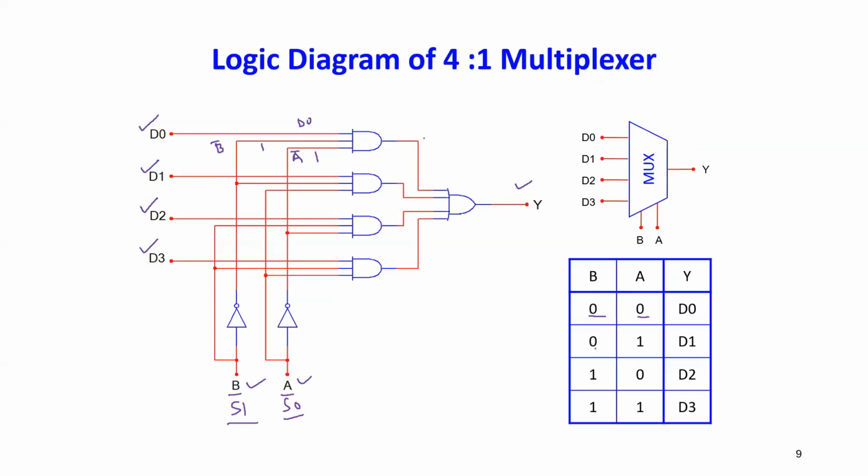The next case is 0 and 1. Here you have B bar and this is your A. Then this is your B and this is your A bar. And last, this is your B and this is your A. So your output is, suppose Y is your output.